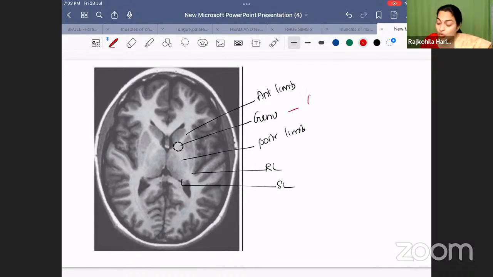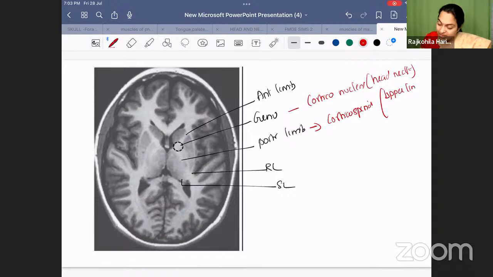in the genu, right? Corticonuclear fibers for the head and neck. So lesion of the genu will primarily involve the head and neck, the face, right? And the posterior limb has the corticospinal, that's the pyramidal tract, right? The corticospinal fibers which are going to supply the limbs, the upper limb, the trunk, the lower limb. Also, the posterior limb is traversed by the extrapyramidal fibers.